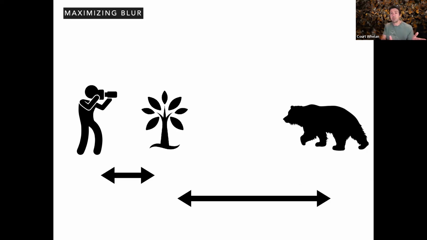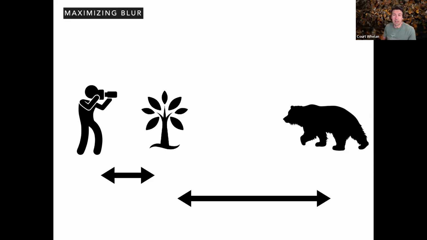If you are very close to your foreground element and the animal is proportionally further away, you don't have to have a shallow depth of field. You don't need to be shooting at f4, f2.8. It is always going to be blurred, even at those big f numbers. So it's another thing to really keep in mind as you're setting up your shot.